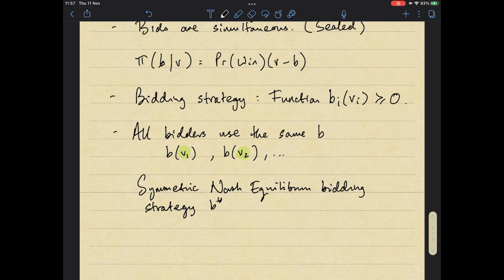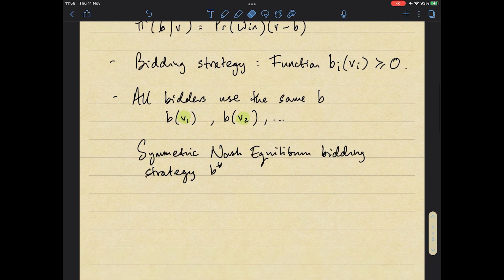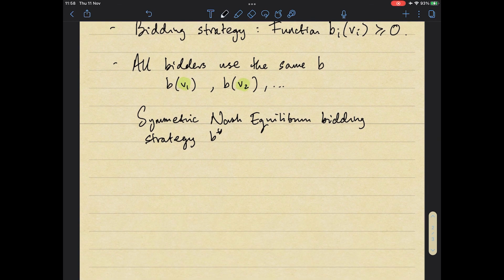So notice that I didn't put a subscript on this B. I didn't put B_i because we're all using the same strategy. Now, this seems quite reasonable, actually. All it means essentially is if two people have the same value, they do indeed bid the same amount. So it's not an unreasonable assumption. It can be shown to be the only equilibrium, but we're going to take it as given to simplify our analysis. Okay? So what we're looking for is a symmetric Nash equilibrium bidding strategy for this first price auction.